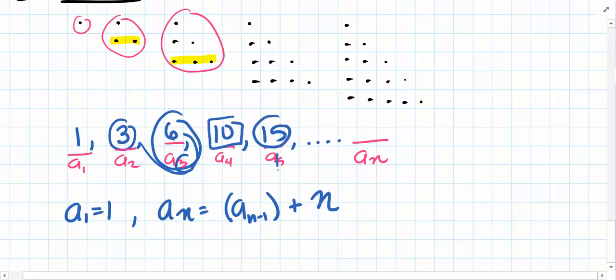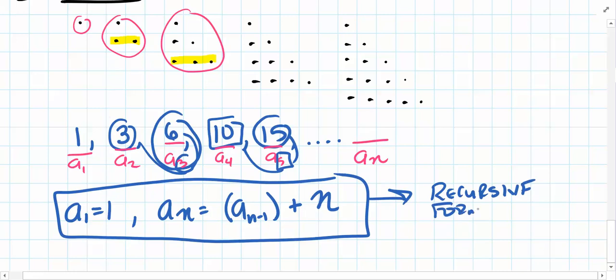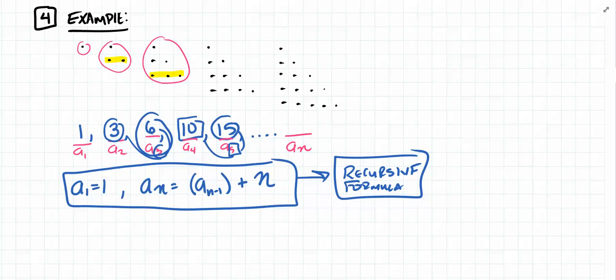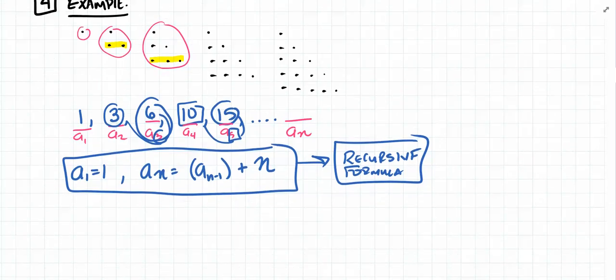So this right here is what's known as the recursive formula. Okay? So if that's the recursive formula, does anybody see the explicit formula in this case? Meaning, when you plug in a 2, I have to give you back a 3. When you plug in a 3, I give you back a 6. Plug in a 4, I give you back a 10. Plug in a 5, I give you back a 15. Anybody see it?